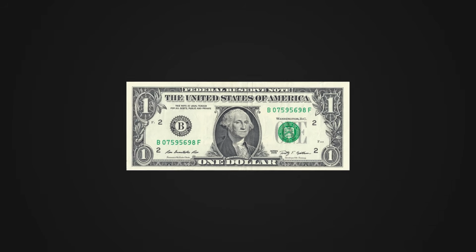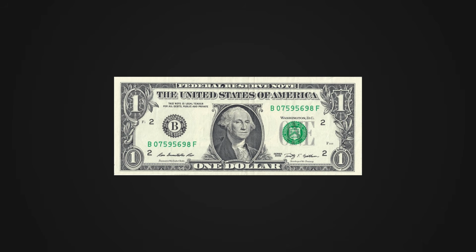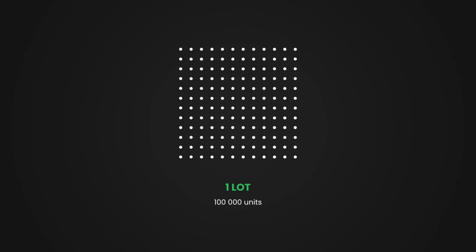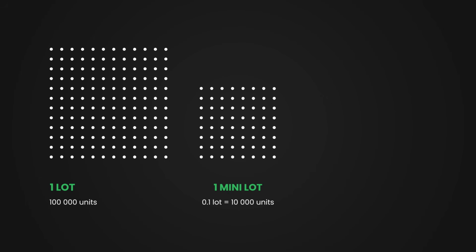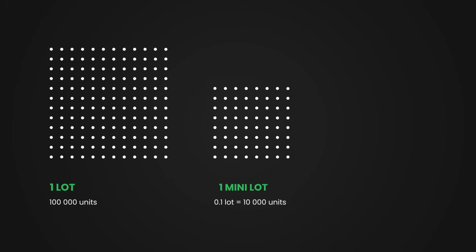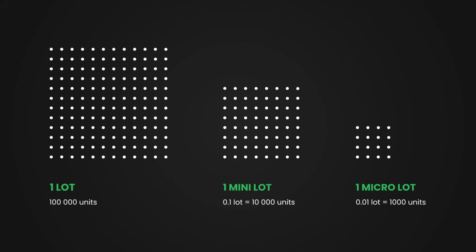That depends on how much you're trading, and that brings us to lots. In Forex, you don't trade single dollars or euros. You trade in lots, which are standard units of currency. One standard lot equals 100,000 units of the base currency. A smaller trade, called a mini lot, is 0.1 lots. That's 10,000 units. And the smallest, a micro lot, is 0.01, or just 1,000 units.